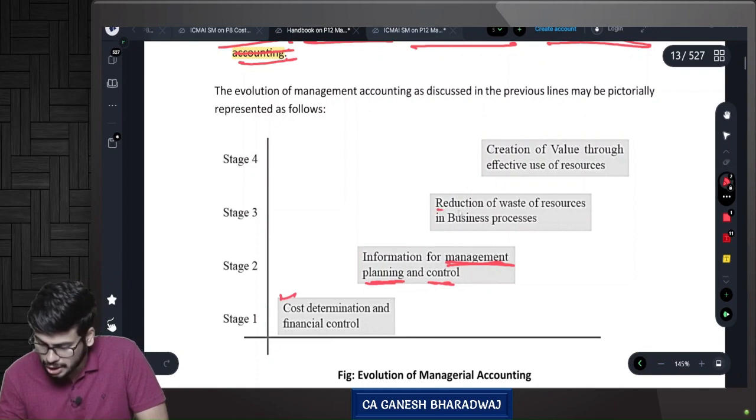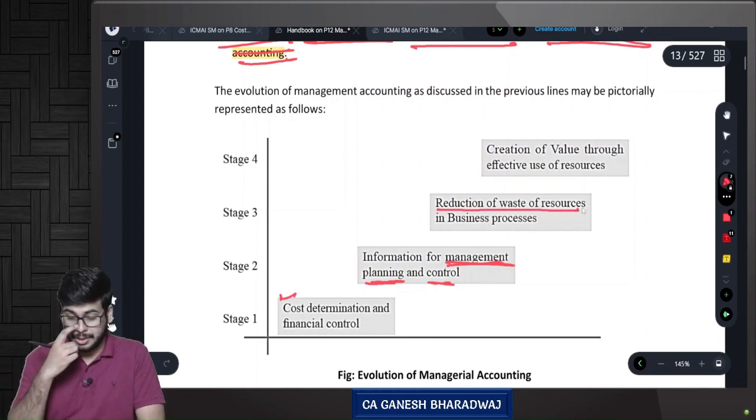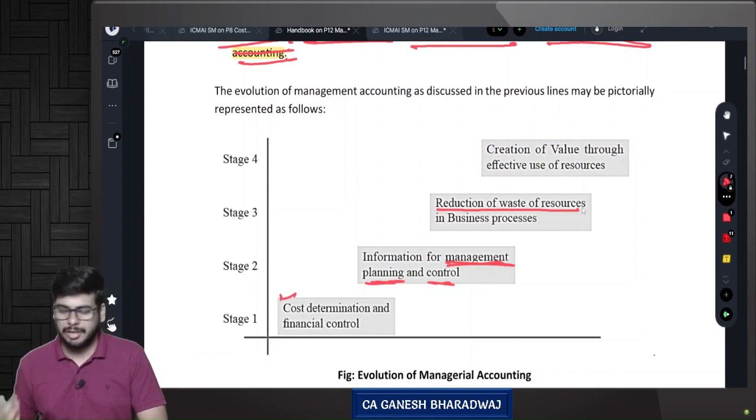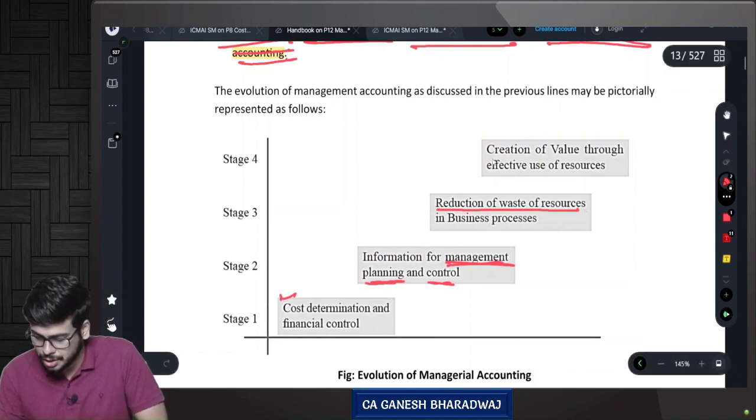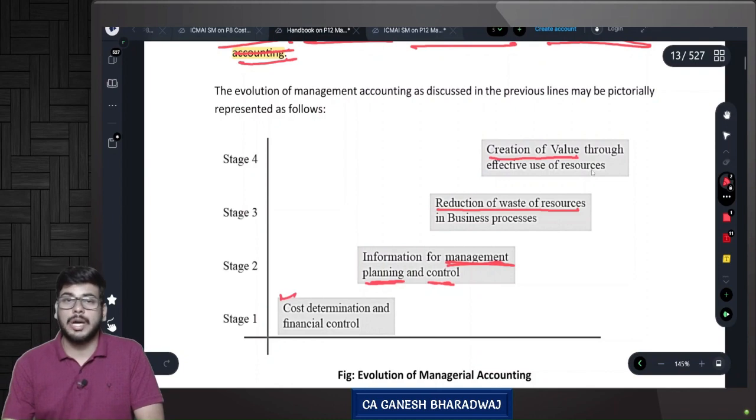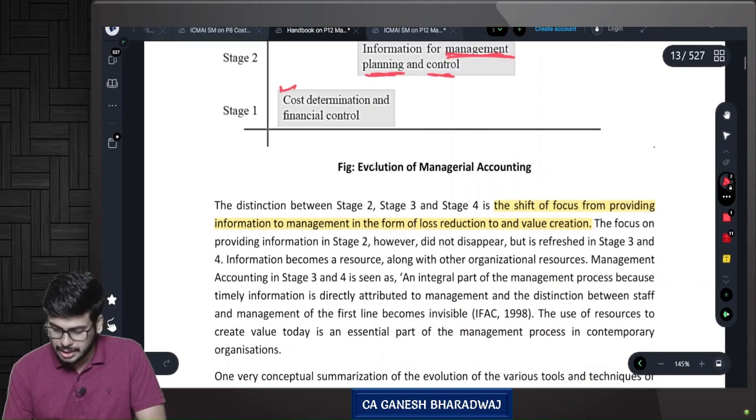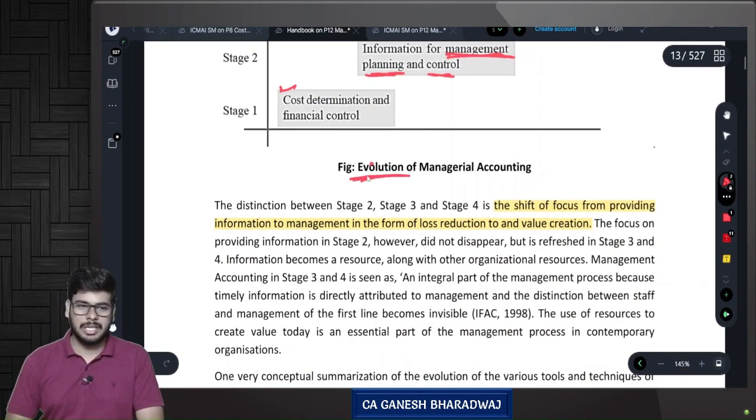Stage 3, reduction of waste of resources in the business process. That is what I told you, the value added and non-value added activities. And the final stage was regarding the creation of value through effective use of resources. This is all about the evolution of managerial accounting. We will see some MCQ questions.